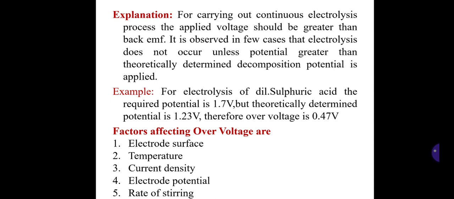It is observed in a few cases that electrolysis does not occur unless a potential greater than the theoretically determined decomposition potential is applied. For example, for electrolysis of dilute sulfuric acid, the required potential is 1.7 volt, but the theoretically determined potential is 1.23 volt. When you subtract 1.23 from 1.7, you get 0.47 volt, which is nothing but the overvoltage for dilute sulfuric acid.